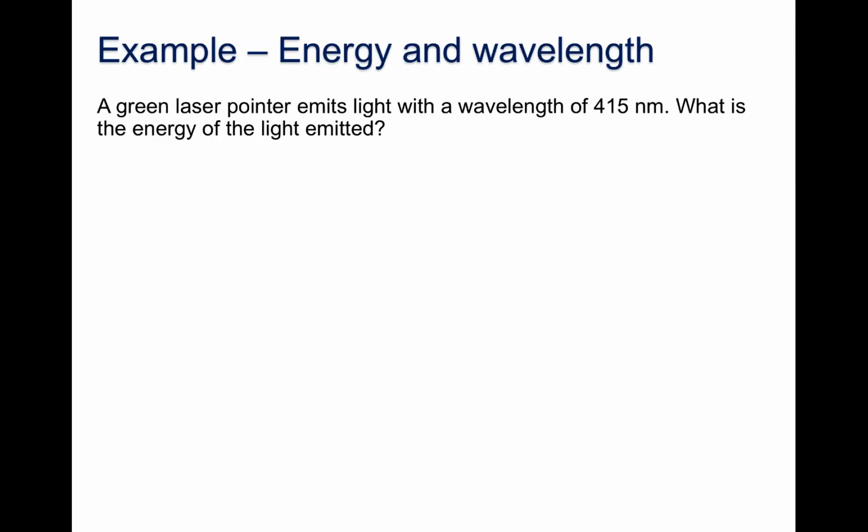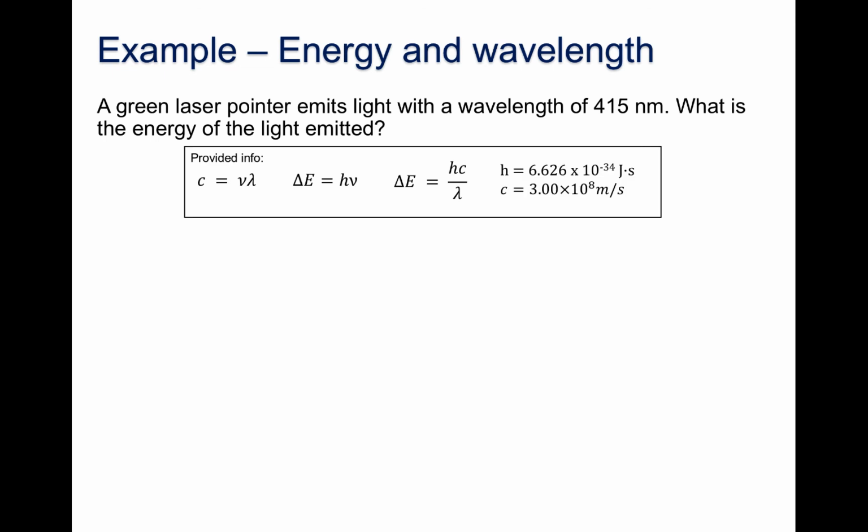One more example that uses energy and wavelength. Let's say my green laser pointer, the one I typically use in class, has a wavelength of 415 nanometers. What is the energy of the light that is emitted from that wavelength? So you have your list of equations that could possibly be used here. You just have to select the right one and apply the correct units. We have wavelength and we want energy. And so the equation that relates those properties is this third one here. Energy is equal to Planck's constant times the speed of light divided by the wavelength.